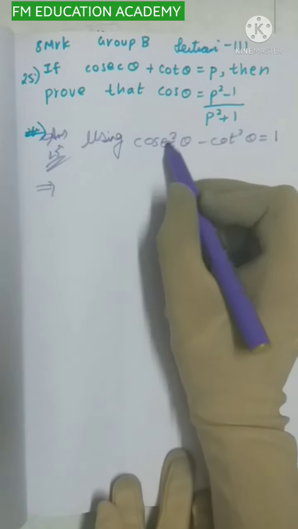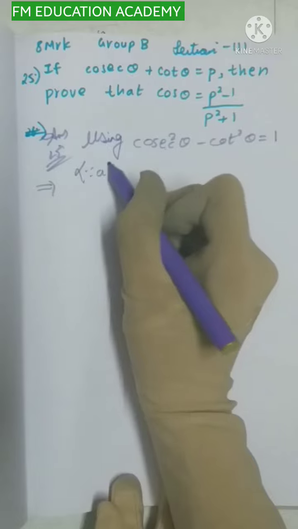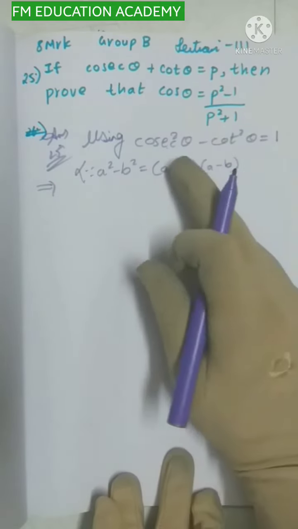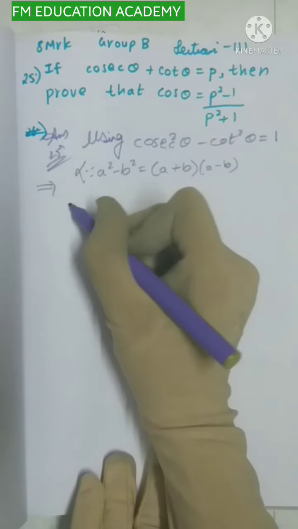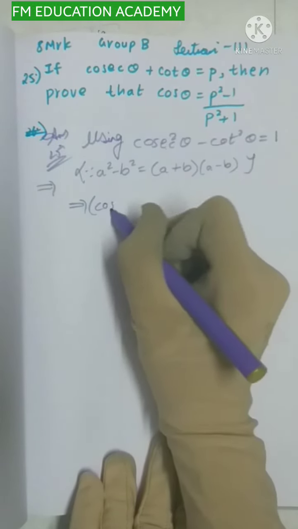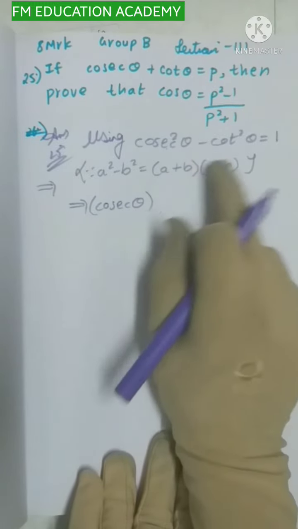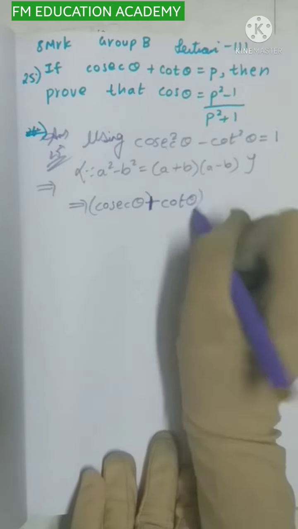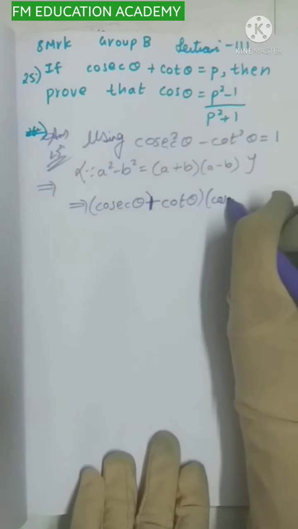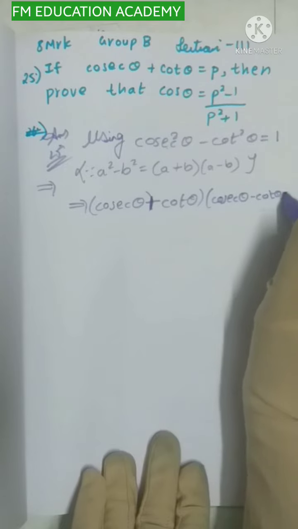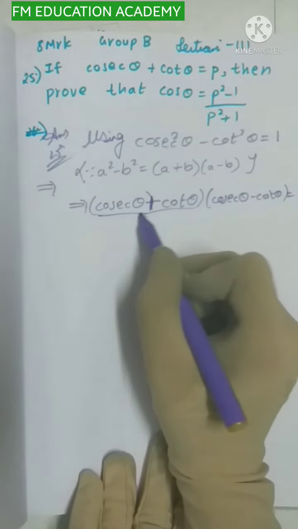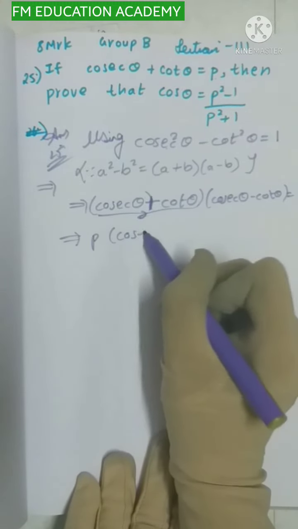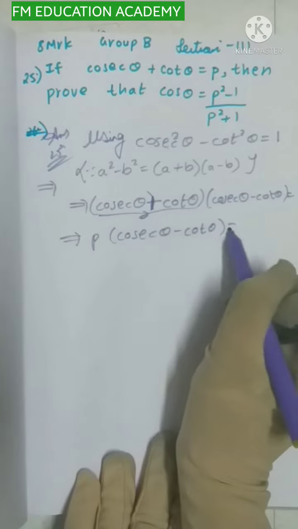Now it is in the form of a square minus b square. What is the formula for a square minus b square? (a plus b) into (a minus b). So here a is cosecant theta and b is cot theta. So what can I write? I am writing the RHS form for this identity: cosecant theta plus cot theta, that is a plus b, into a minus b, cosecant theta minus cot theta, is how much? 1. But what value is given to us? Cosecant theta plus cot theta in the question is p. So I will write this as p into (cosecant theta minus cot theta) is equal to 1.